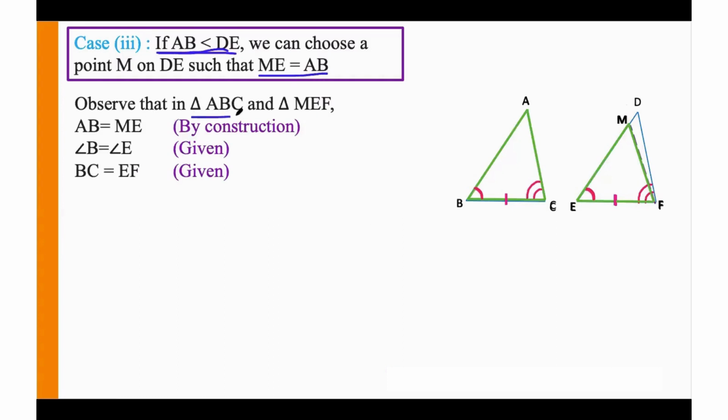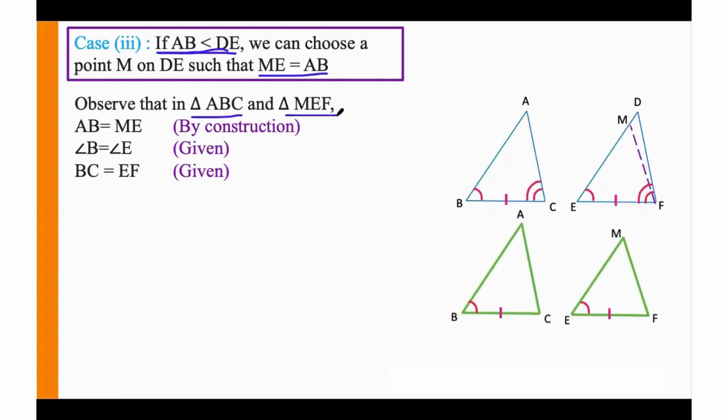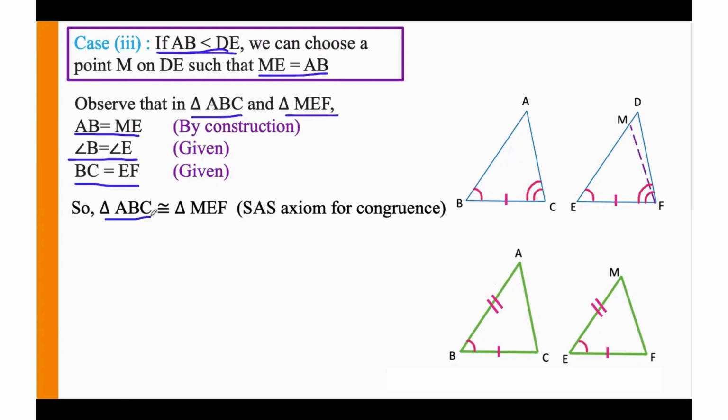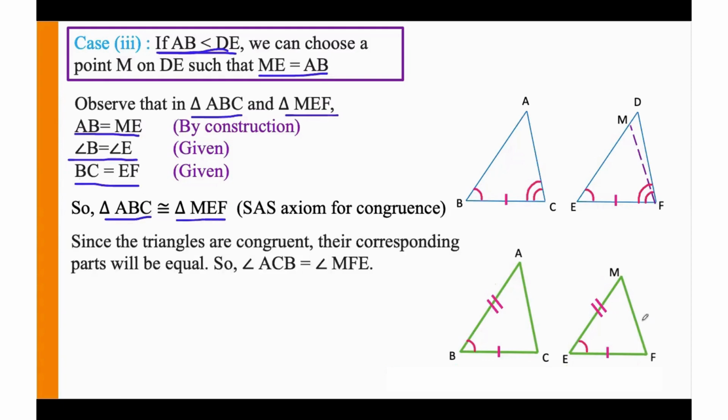And now we are going to take two triangles ABC and MEF as we took in case 2. So here we are considering by our construction that AB is equal to ME. Also, it is given that angle B is equal to angle E. And it is also given that BC is equal to EF. And so by SAS criteria, we are proving that triangle ABC is congruent to MEF. The green triangles are congruent.